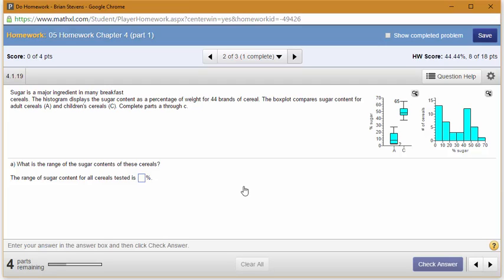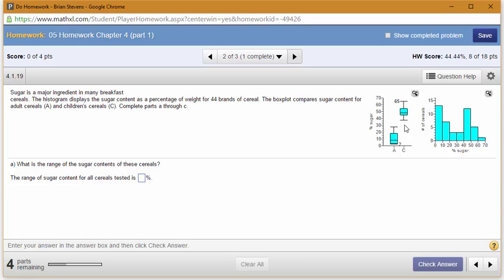Let's look at some cereal boxes here. I believe that's what we're looking at. What is the range of these sugar contents? And you can't tell this from the histogram. The answer is not going to be 0 to 70 because these are bins that collect the data. So 2, which is the minimum, would go into this bin here. 2 is one of the counts of the cereals.